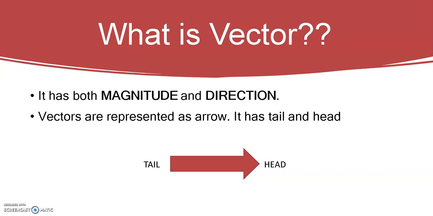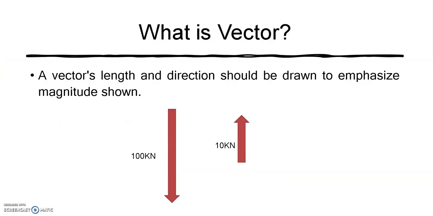Okay, so vectors are usually or commonly represented as arrow, which tells that it has a tail and a head. Syempre, we're talking about the magnitude and the direction. That's why it is always represented with tail and head. Okay, now a vector's length and direction should be drawn to emphasize the magnitude as shown.